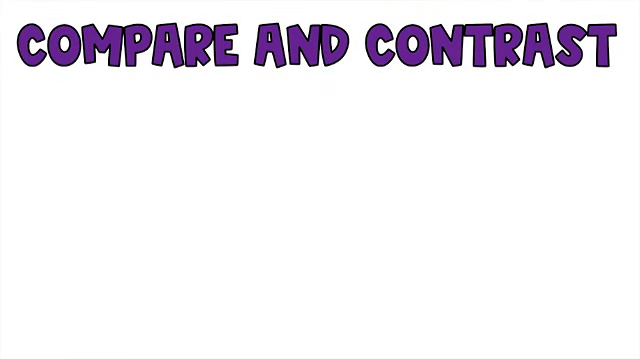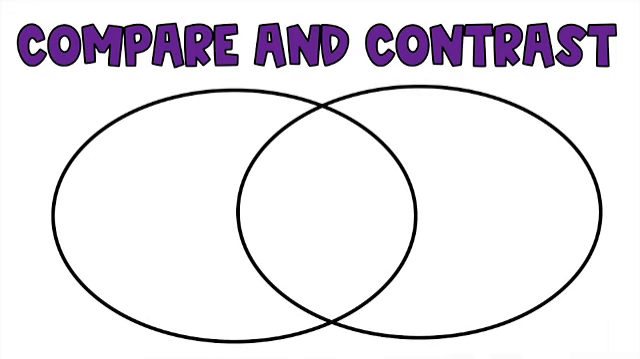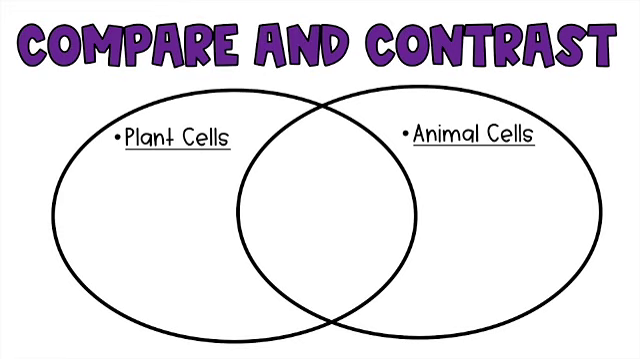All right, now what I want y'all to do is we're going to use our notes and we're going to create a double bubble or Venn diagram. We're going to compare and contrast just like we did in our last video, except in our last video, we were comparing and contrasting prokaryotes and eukaryotes, but now we're just talking about eukaryotes. We're talking about our plant cells and we're talking about our animal cells.